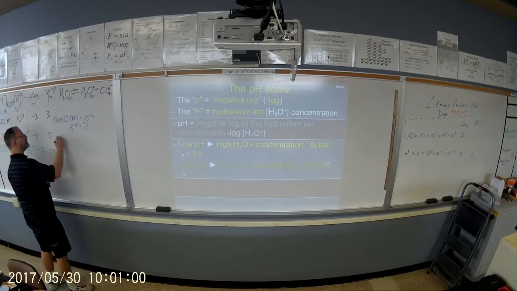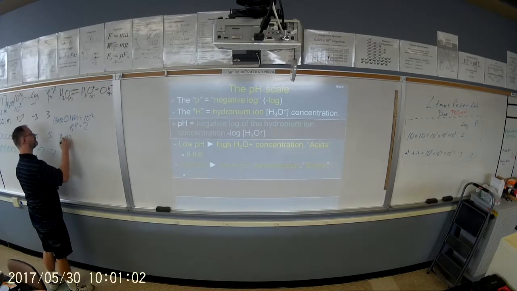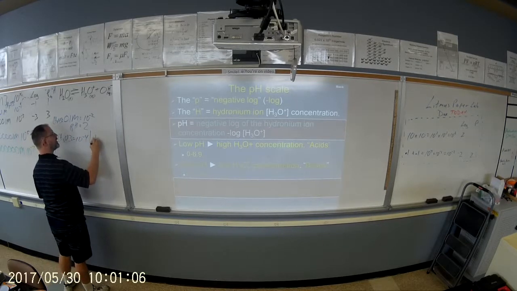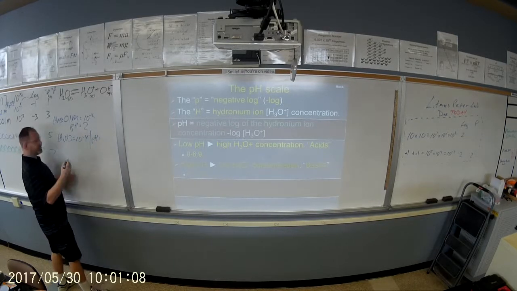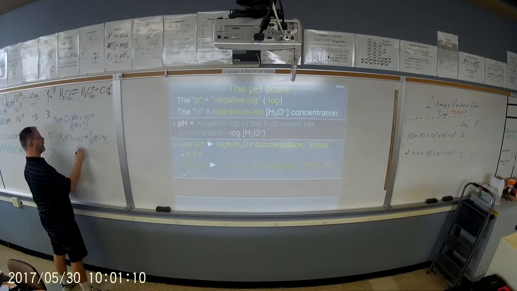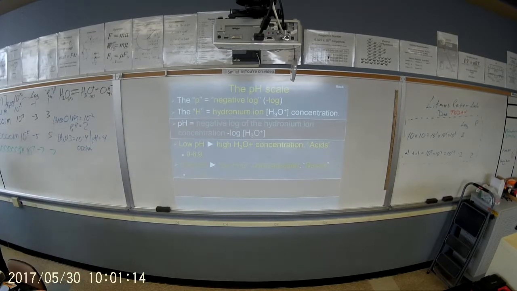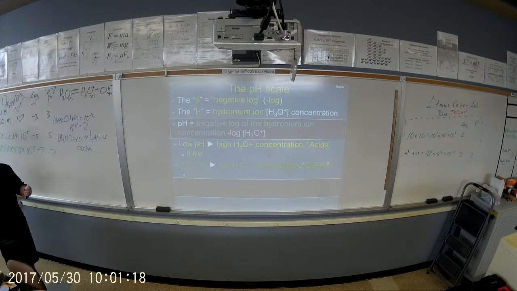If you had an H3O concentration that was 10 to the negative 4, then the pH would just be 4, which by the way is 0.0001 molar. So that's what pH means. It means the negative logarithm of the hydronium ion concentration.